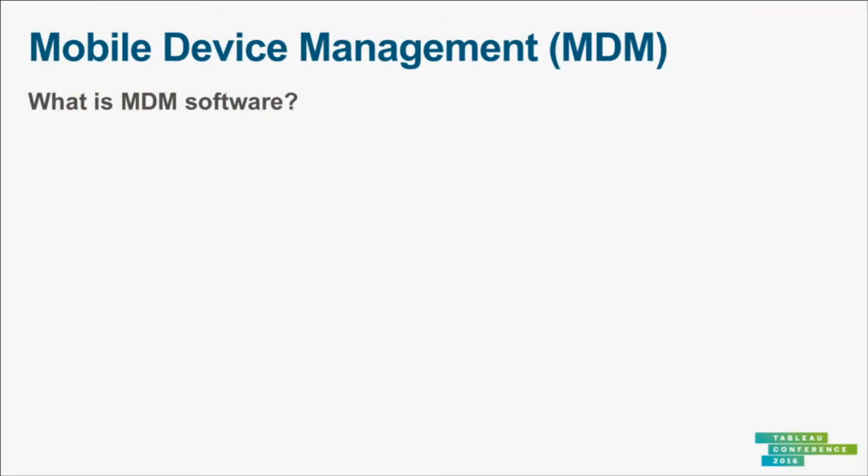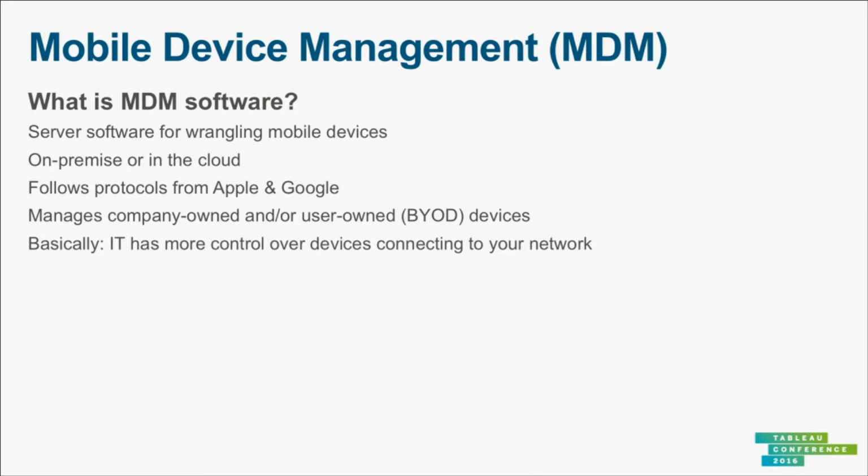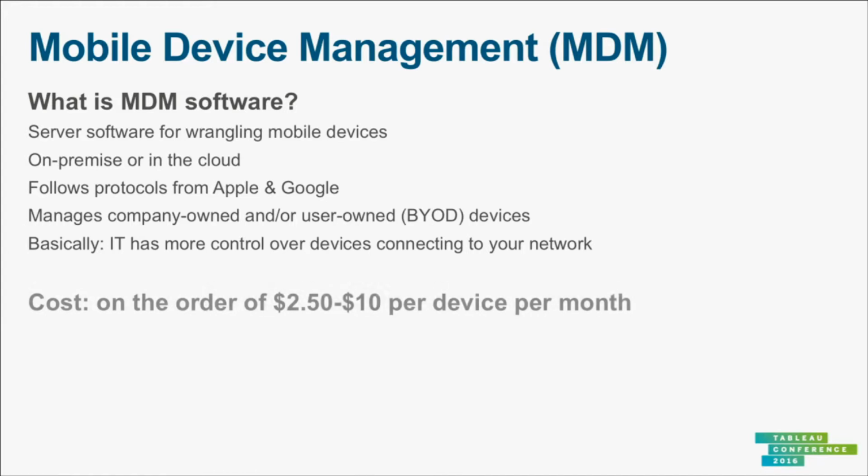So, mobile device management system. This is software that runs, it's server software for wrangling your mobile devices. It can run on-premise or in the cloud, and it follows these protocols that Apple and Google have laid out for performing MDM functions. You can manage company-owned devices. You can manage user-owned devices. They both work fine. And basically, IT has more control over the devices that are connecting to your network.